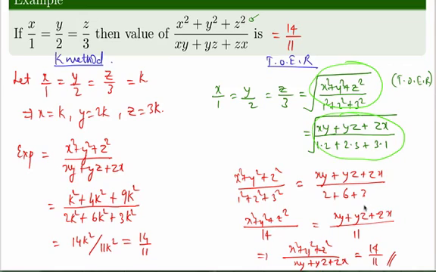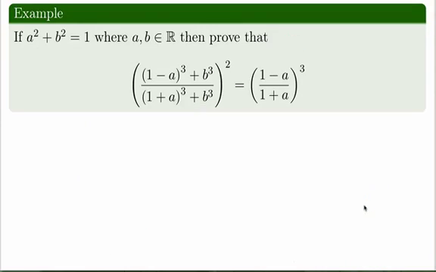We'll take another problem. In the meantime, you can pause the video and copy the solution. This is the next problem. If a square plus b square is equal to 1, where a, b belong to real, then prove this. Now this is not an easy problem. This is the last problem which we are discussing in this whole discussion of ratio. We'll carry the next part in the next lecture.